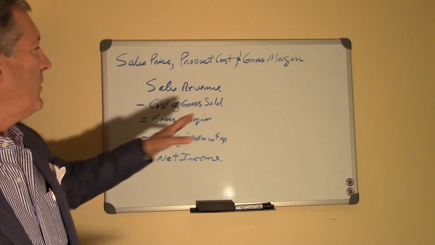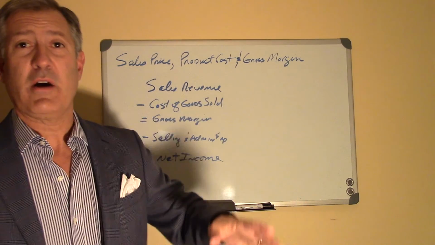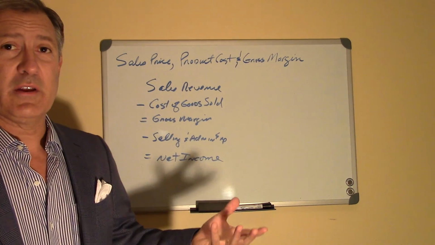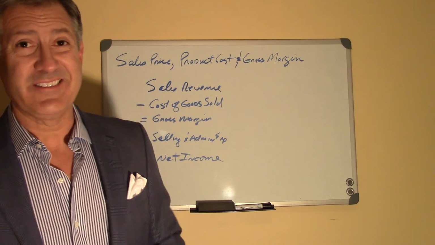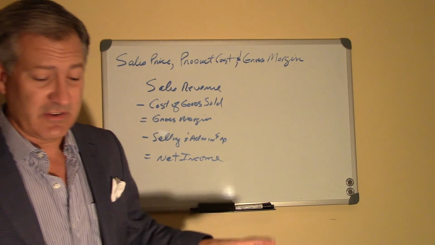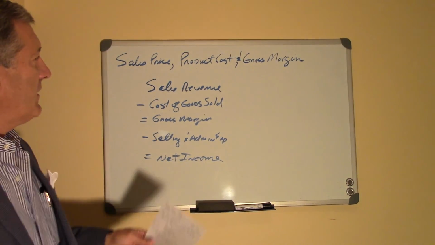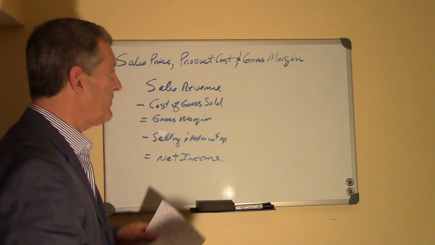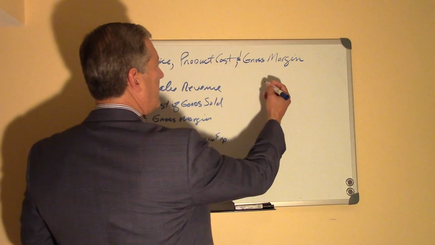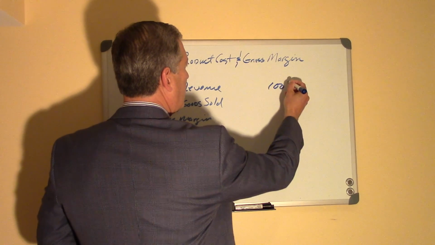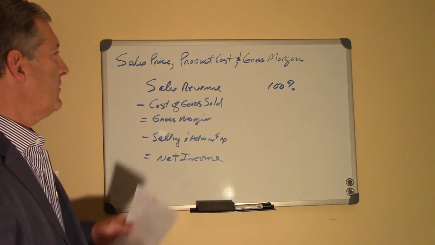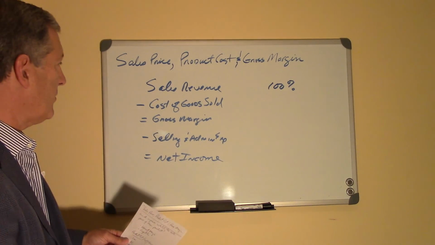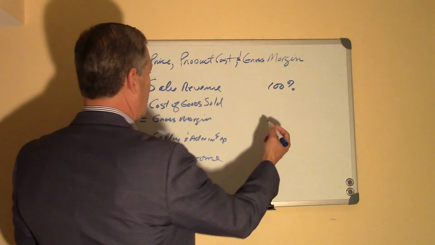And let's remember what's included in product cost. Product cost includes direct materials, direct labor, and manufacturing overhead. It does not include any selling and administrative expenses. When a company is looking at percentages, the sales revenue is always the 100% number. And we'll subtract the cost of goods sold, and then you'll have your gross margin.